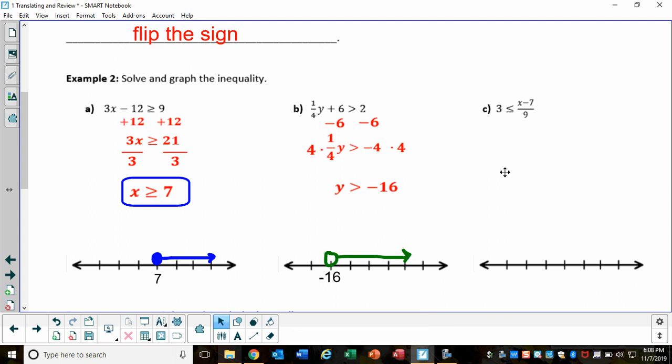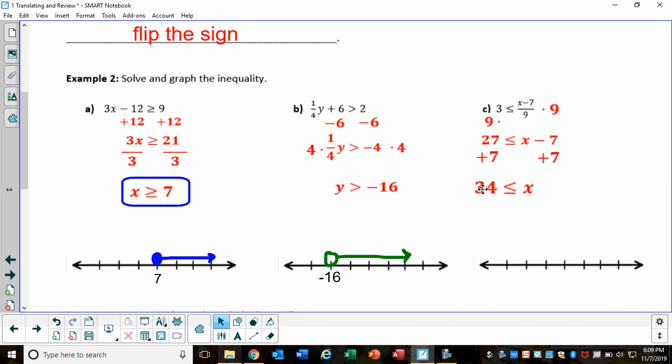And then finally, for this last one, we have 3 is less than or equal to x minus 7 over 9. Well, whenever I have a group in a fraction, I need to get rid of the fraction part first. So I need to get rid of this divided by 9 first. I undo the divided by 9 by multiplying both sides by 9. The 9's here will cancel out, so I'm left with 27 on this side, and this side is just left with the x minus 7. Now I can get rid of this minus 7, and I do that by adding 7 to both sides, giving me 34 is less than or equal to x.